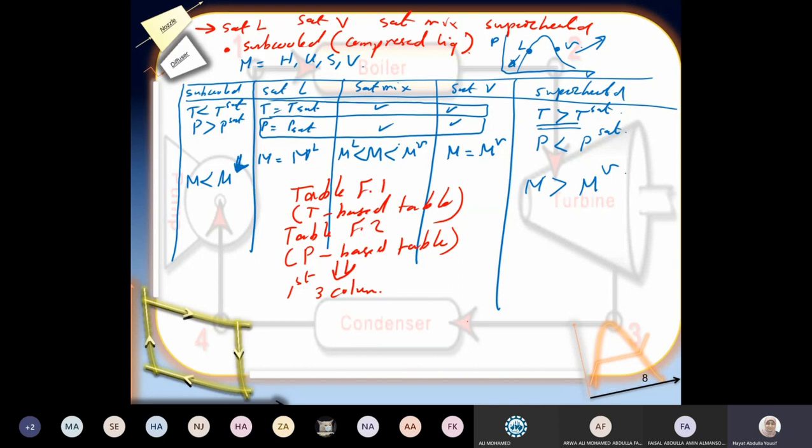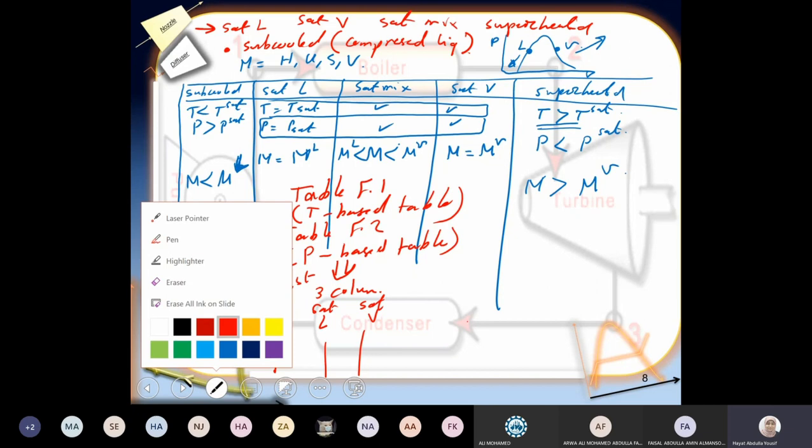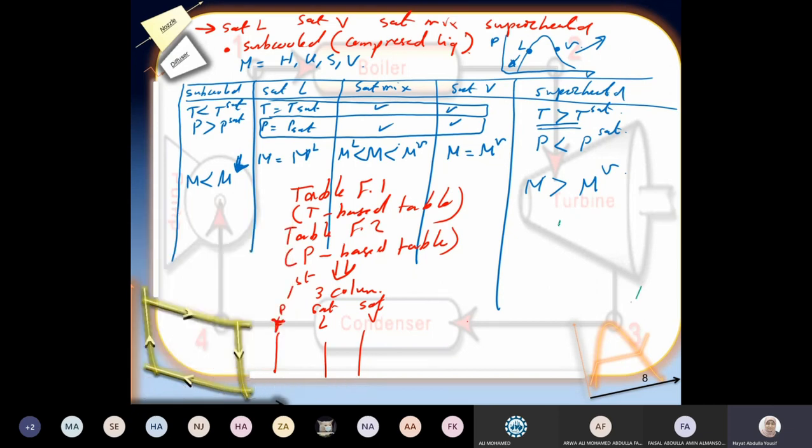Why? Because the first column will show the pressure and temperature, the second column will show the saturated liquid, and the third column will show the saturated vapor. So that's why we are going to use those 3 columns if it is a saturated mixture. That is if it is saturated. But if it is superheated, the only choice you have is table F2. So you mentioned table F1 for saturated, and table F2 for saturated but only the first 3 columns. But for superheated, you have to use the remaining part of the table.